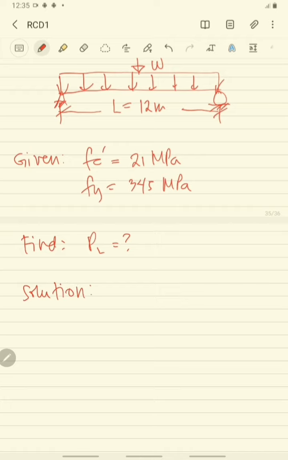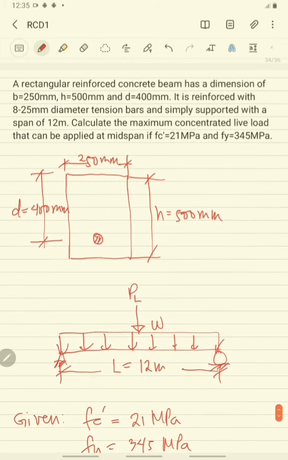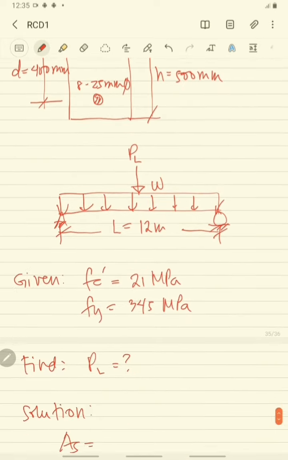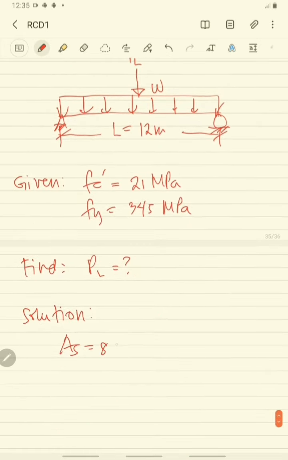Okay, so first we have to get the area of the steel bars, because our steel bars are eight 25 mm diameter. So we have 8 times pi over 4 times 25 squared. So this is equal to 3927 mm squared. So we have to check. We have 3.1416 divided by 4 times 8 times 25 squared. So 3927.